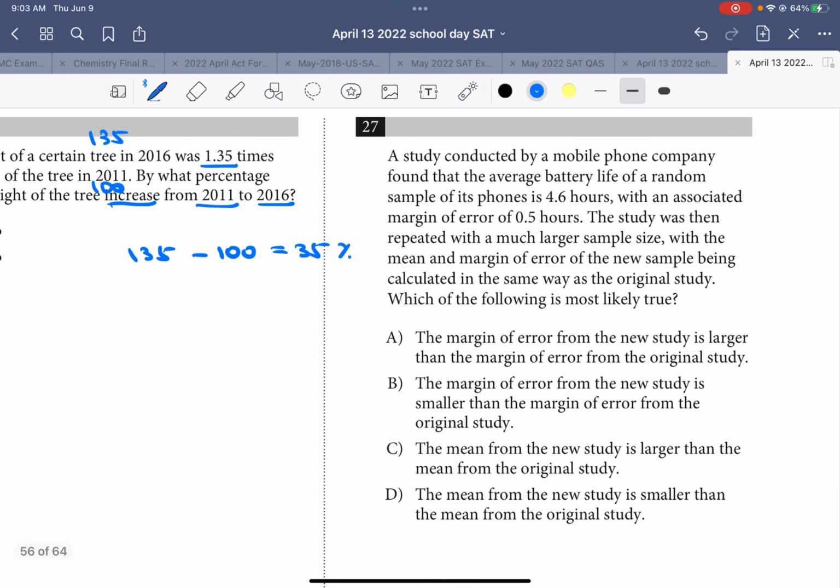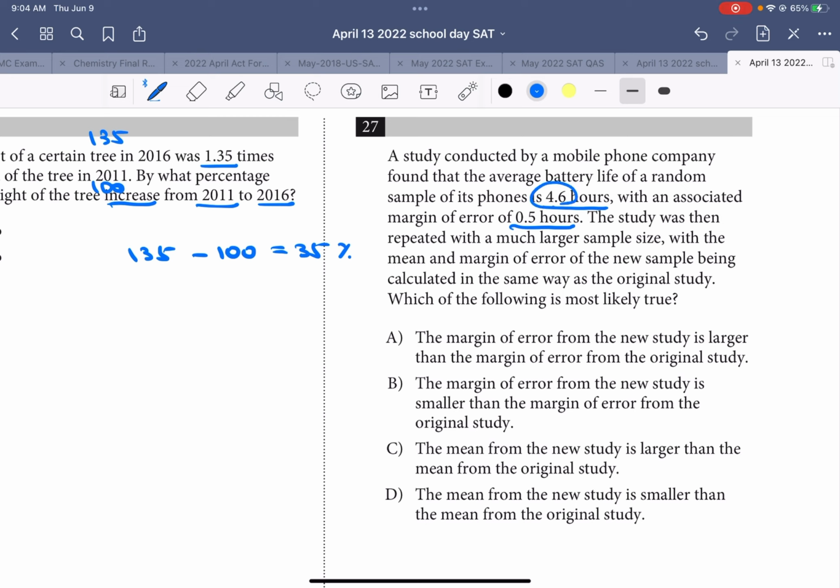27. A study conducted by a mobile phone company found that the average battery life of a random sample of phones is 4.6 hours, with an associated margin of error of 0.5 hours. So margin of error, it could be plus minus. Okay, so it goes to the positive side 0.5 or the negative side 0.5 from 4.6. That's what margin of error means.